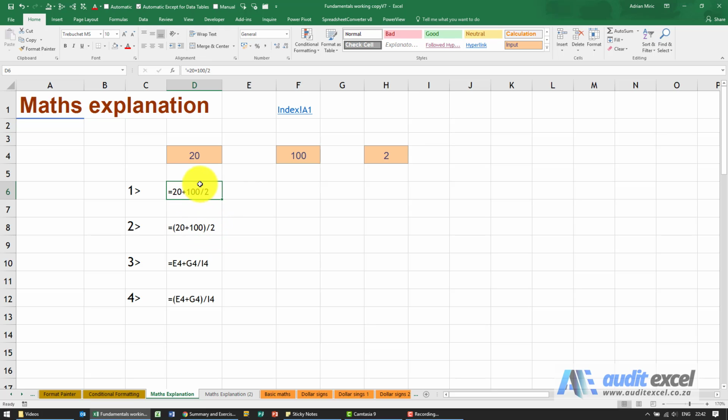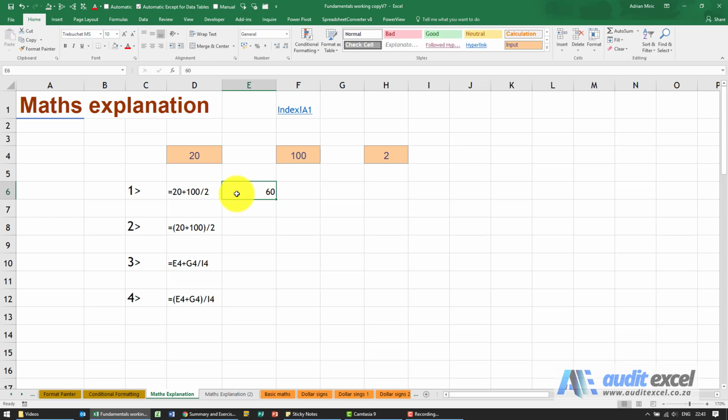How Excel works is it applies a concept called BODMAS. And the way BODMAS works is it looks at certain things first. So in this case, there are two possible answers depending on what rules you apply, and the maths rule makes sure you follow the correct one. So we could say 20 plus 100 is 120, divided by 2 is 60.